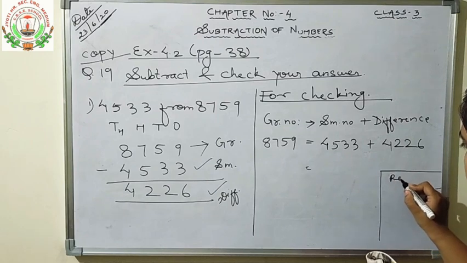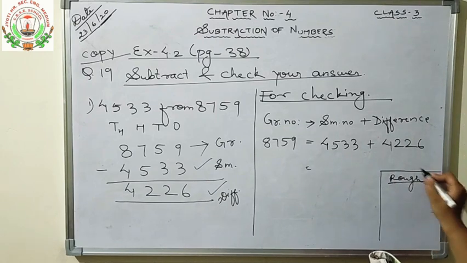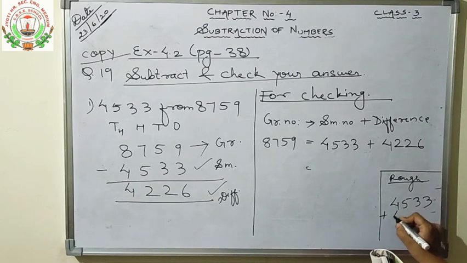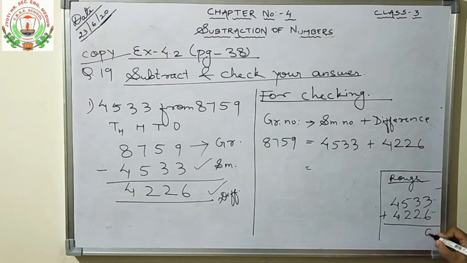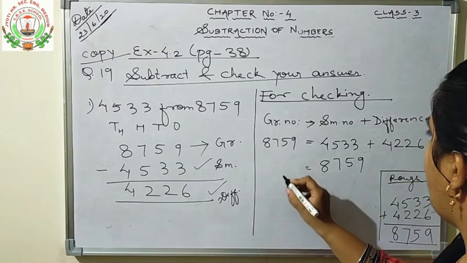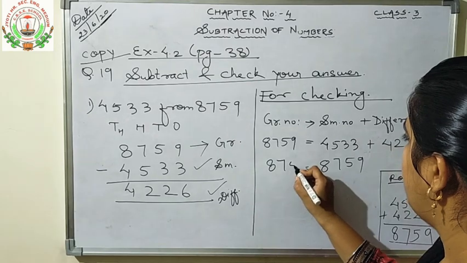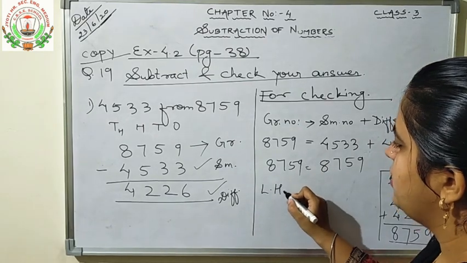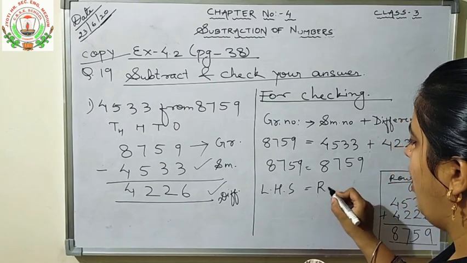This is our rough work. In rough we will add 4533 plus 4226. 6 plus 3 is 9. 3 plus 2 is 5. 5 plus 2 is 7. 4 plus 4 is 8. So what we have got here? 8759 here, and here also 8759. Means LHS is equals to RHS.